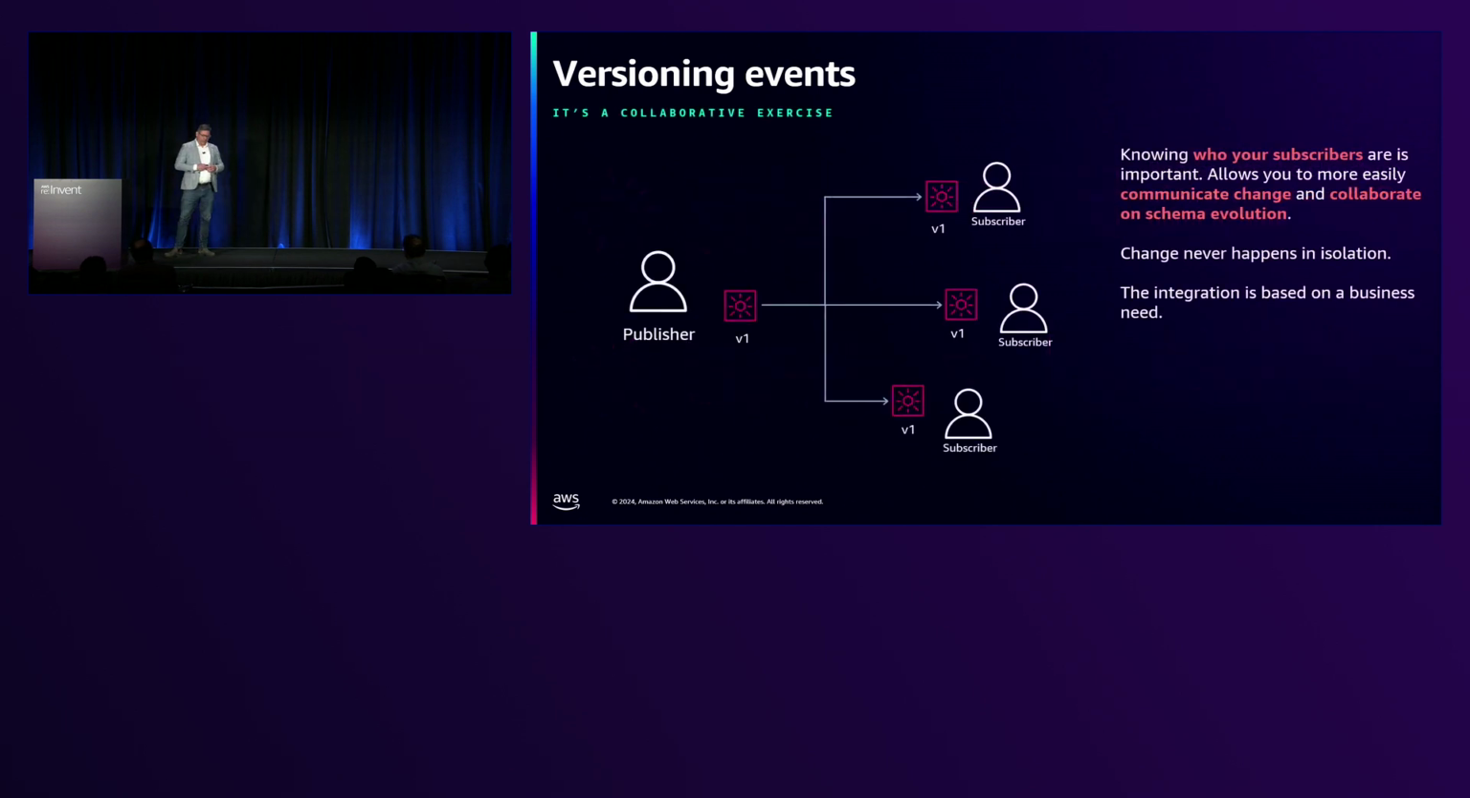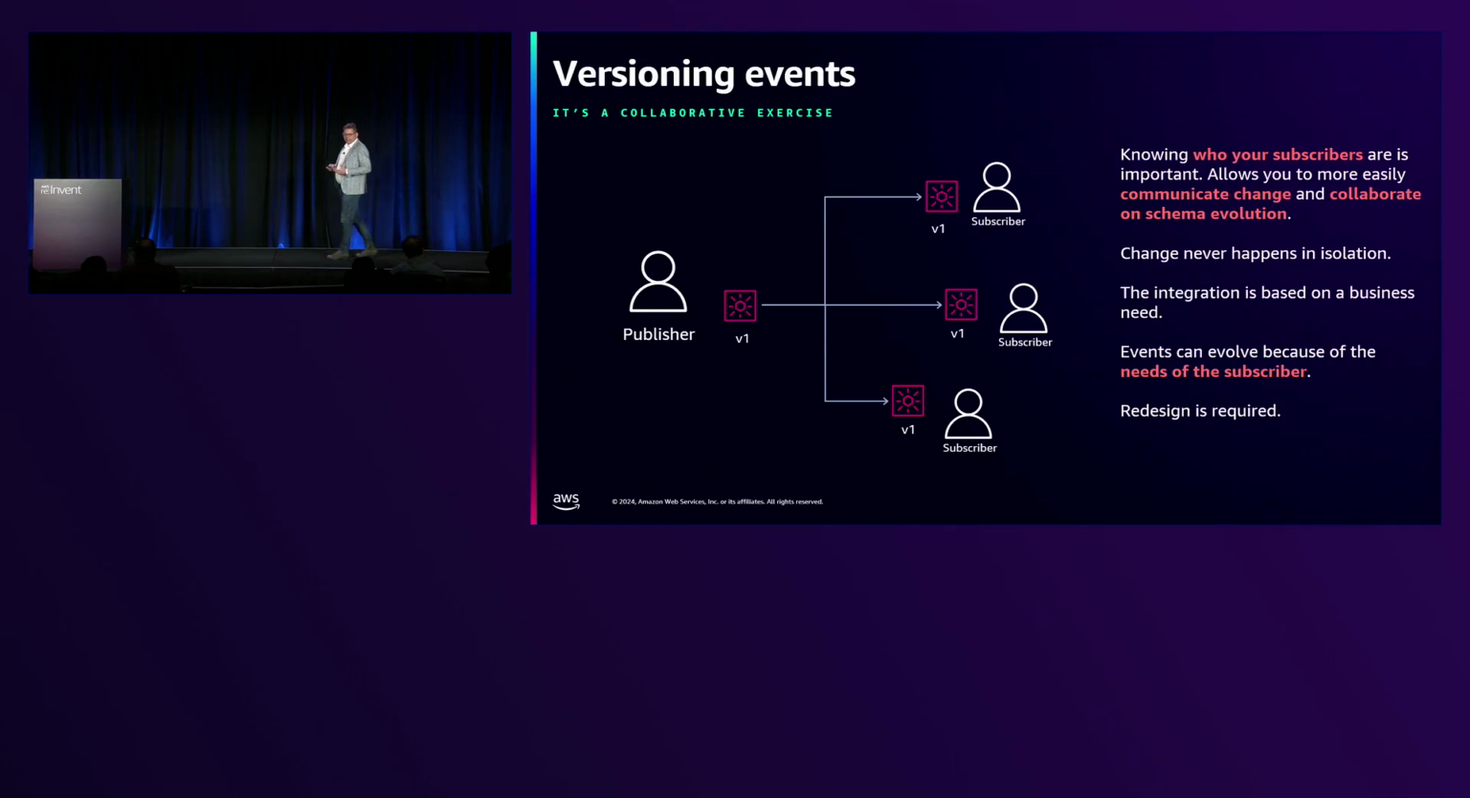So how this plays out is how you think about versioning events in your organization. Knowing who your subscribers are is super important, because typically events aren't versioned in isolation, right? You're going to be looking at changing events and communicating changes in a collaborative way. You're not going to come into the office one day and go, I'm going to change this to version 2, because if you do that, everyone's going to have a bad day, right?